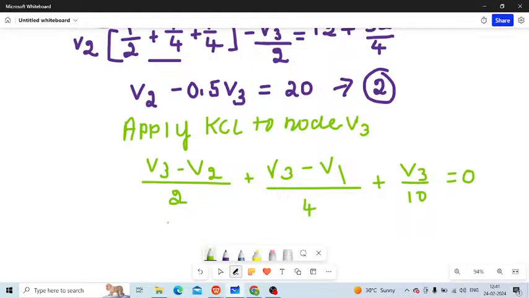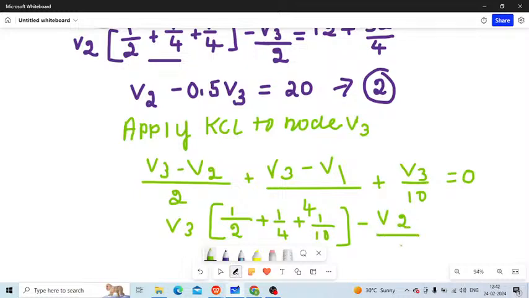Correct. Okay? So here you can take V3 as common, wherein you get this V3 by 2, 1 by 2. This V3 by 4, you are going to get plus 1 by 4, and this V3 by 10, which is plus 1 by 10, and this is minus V2 by 2 minus V1 by 4.